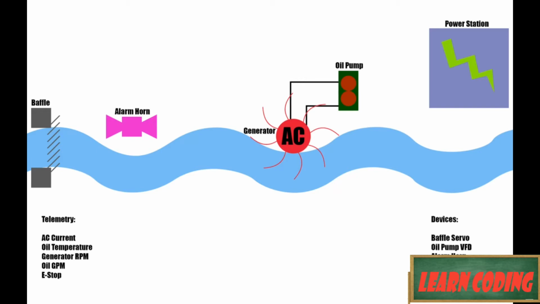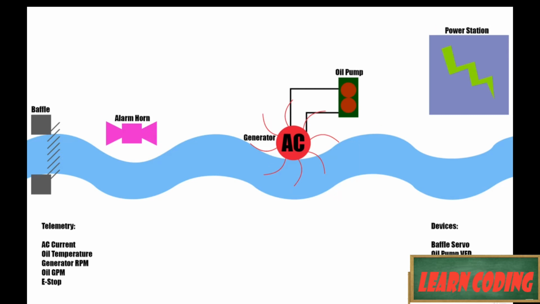We've also got this nice oil pump right here. This oil pump is going to be controlled by a VFD, which is not illustrated here because it doesn't need to be. That VFD, if you don't know what a VFD is, it's a variable frequency drive, is going to control the speed of this oil pump. So we can pump more oil into those bearings, or we can pump less oil into those bearings to try to remove the heat.